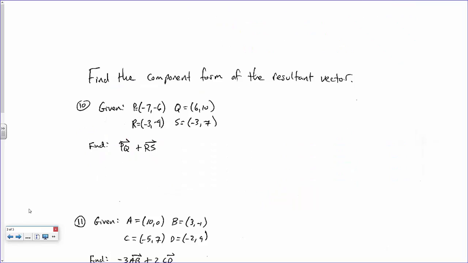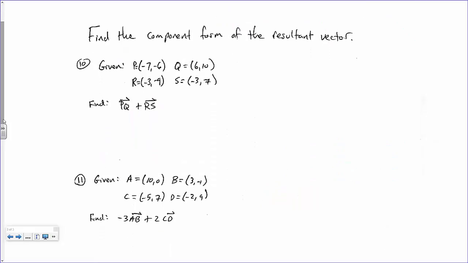Okay. Next question, number 10. Everyone's favorite, the vectors. All right, so I need a vector from P to Q and a vector from R to S. So let's figure out what those are first. So PQ, a vector from P to Q, can be found by taking the coordinate vector of the end, which is Q, and subtracting the coordinate vector of the beginning, which is P.